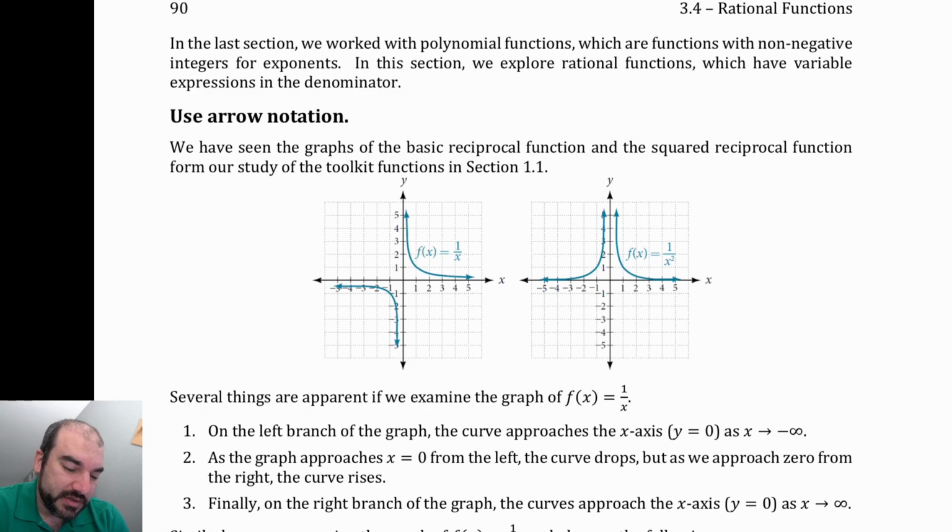In the toolkit functions, if you go back to section 1.1, you'll see these two represented in that big table of toolkit functions. We know that 1 over x squared does this thing where it's in the first and third quadrant, and then 1 over x squared is in the first and second quadrant, where there are certain lines, like this vertical line and this horizontal line, that it never crosses, right?